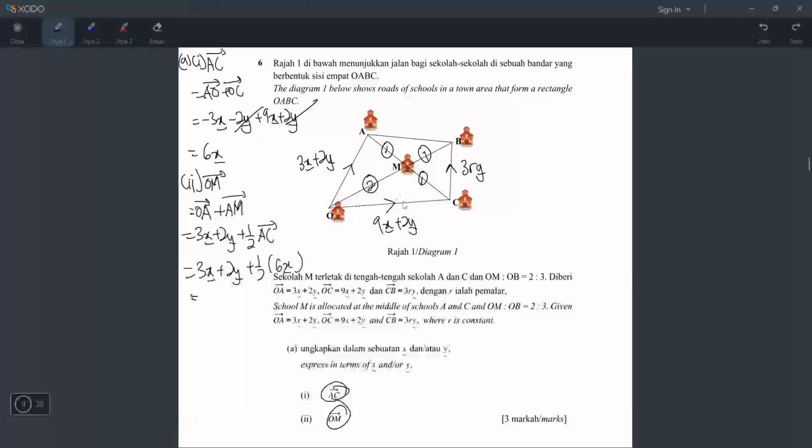Hey, what if you do it the other way? What if you take OC plus CM? Can also. If you take OC plus CM, then the CM will be what? Half of CA. If C to M, then it's half of CA already, not AC. And then the CA, you will not put 6x, you will put negative 6x. Okay, hopefully clear. All right, so what is 6x divide 2, 3x. And then the 3x can pass with this 3x, you get 6x. And then plus 2y, done.